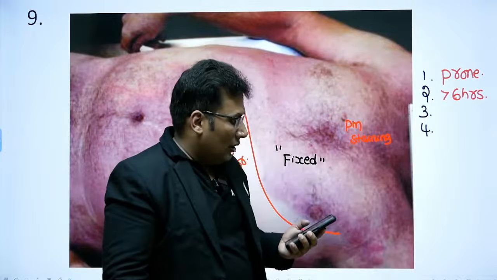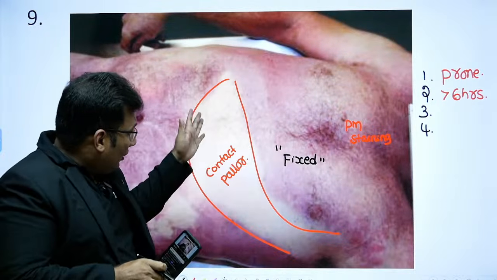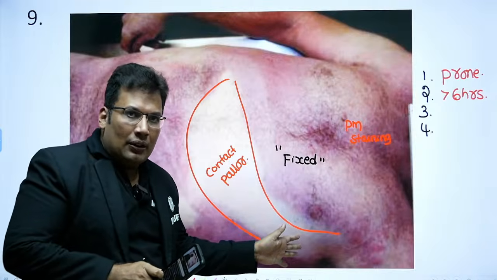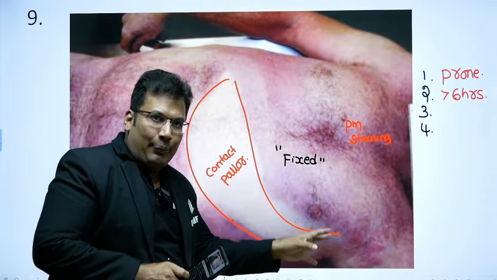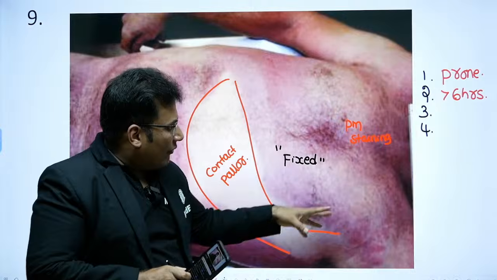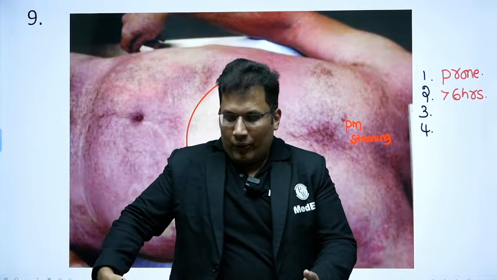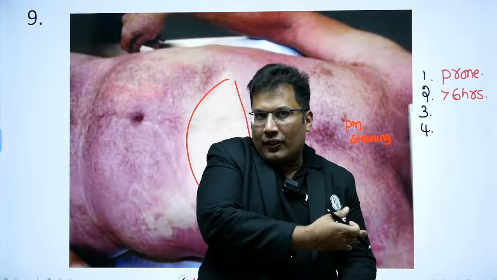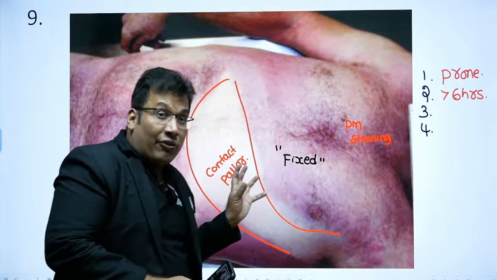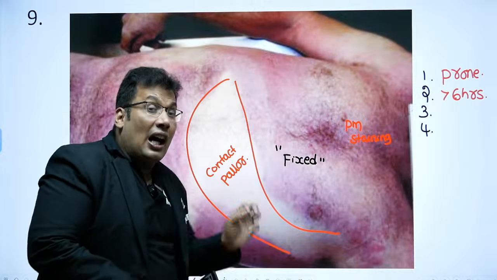Smaranya, great. Now what you can see here, there is a contact pallor here. Look at this now. It is extending from left to right like this, or sometimes from right to left also. So is it the front seat passenger or the driver?